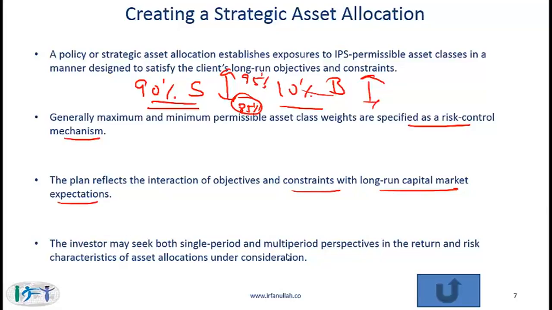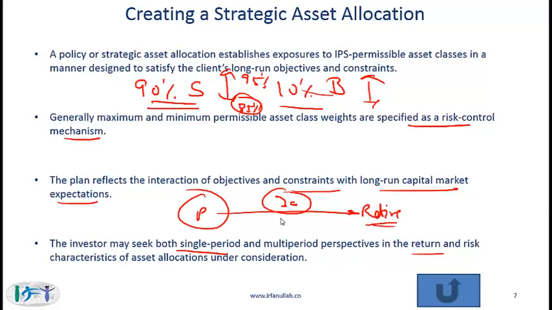Investors may seek both single period and multi-period perspectives in the return and risk characteristics of asset allocation under consideration. So what does this mean? When we say single period, what we are saying is the following. You might say that, okay, I'm creating the portfolio here and my perspective is a 30-year period because at the end of 30 years I will retire. So here, as you create the portfolio, you are only considering one time period. This would be single time period planning.